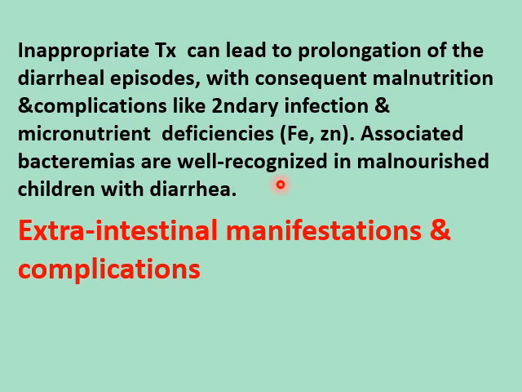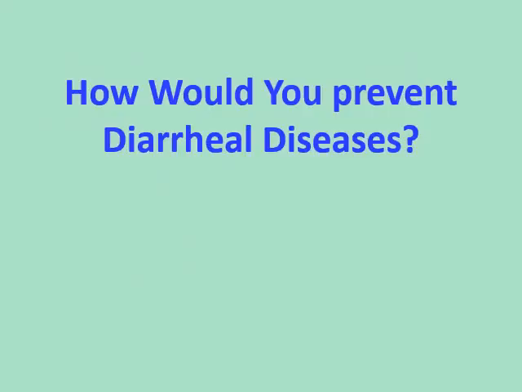Extra-intestinal manifestations: many systems may be affected by diarrhea, especially the CNS, the joints, and any part of the body. But here it is the CNS, in the form of meningitis, encephalitis, or convulsion, especially developing after high fever or electrolyte disturbance.